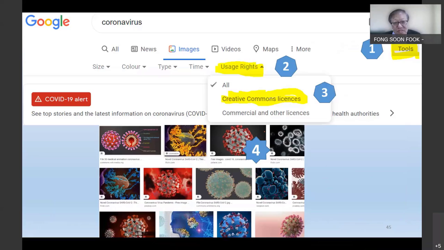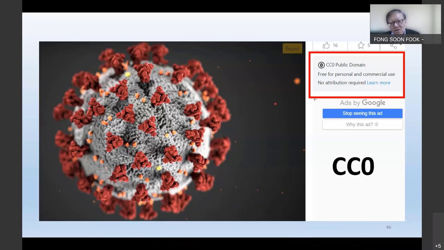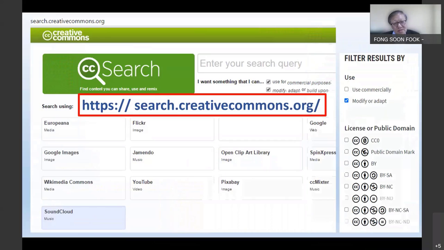Okay, you go for video, you go for sign languages. You'll be surprised that there are those under Creative Commons that you can use freely without permission. There are, of course, those that are under CC0. Okay, so it simply means free for use, even for commercial use, and no attribution required. So even this very nice picture, okay, can also be used. This is search.creativecommons.org. It's a search engine. The moment you key in something, you can pick a filter according to what you want. You want CC BY material, so click it. Only CC BY material will come out. Or CC0, only CC0 will come out. So this is a search engine especially for Creative Commons.